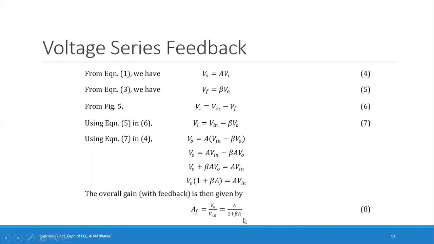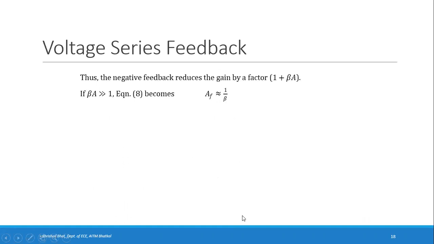Okay. So now in this, what we observed is A is the gain without feedback, AF is the gain with feedback. In the expression for gain with feedback, A is divided by 1 plus beta A. So if there is any change in the gain A, it is reduced by 1 plus beta A times. Okay, so that is what we mean. Thus the negative feedback reduces the gain by a factor of 1 plus beta A. So gain actually reduces here when you use a negative feedback.